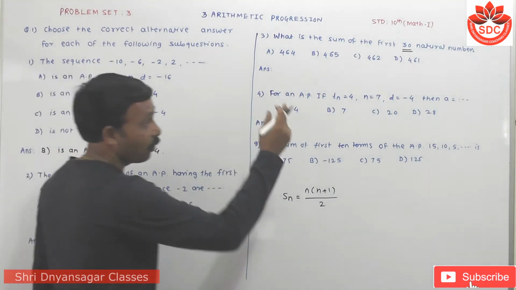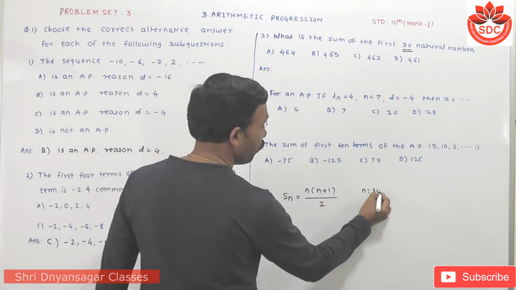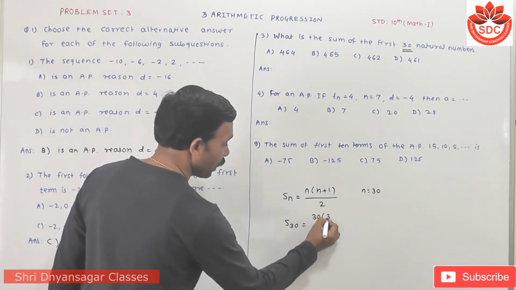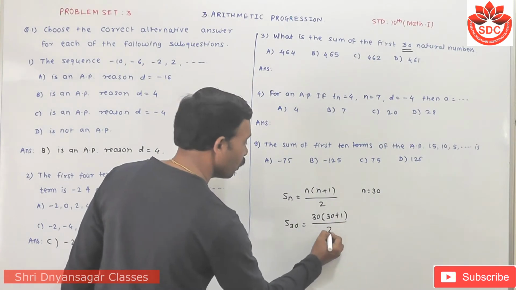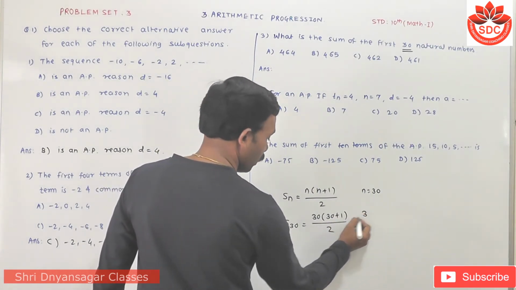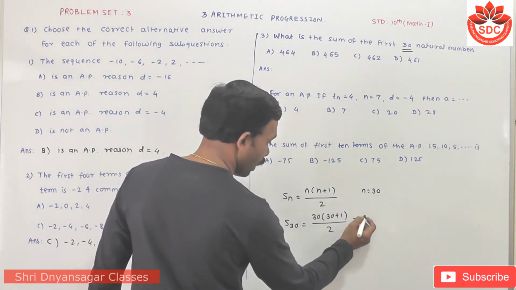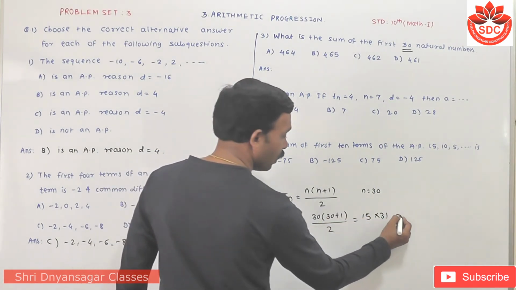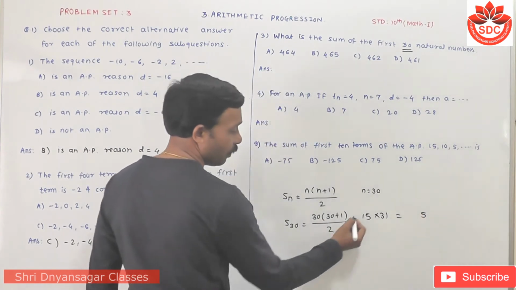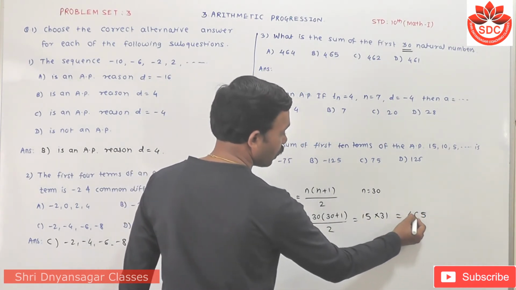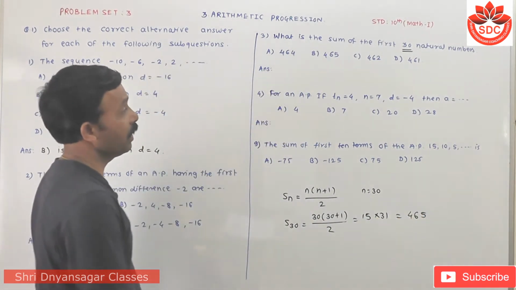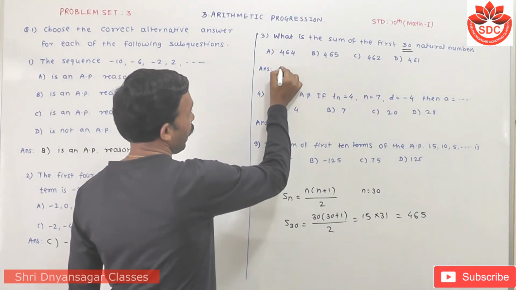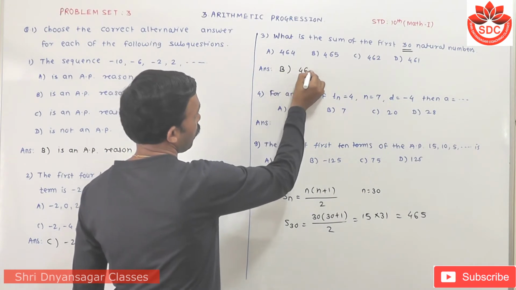Now here, when we observe carefully, n is 30. When we put this value 30, the sum of these 30 numbers is 30 into (30 plus 1) upon 2. 30 divided by 2 becomes 15, so I directly write 15 into 31. Then 15 ones are 15, carry 1, 15 threes are 45 plus 1 is 46. We observe it is 465, which is option B. So the answer is B, 465.